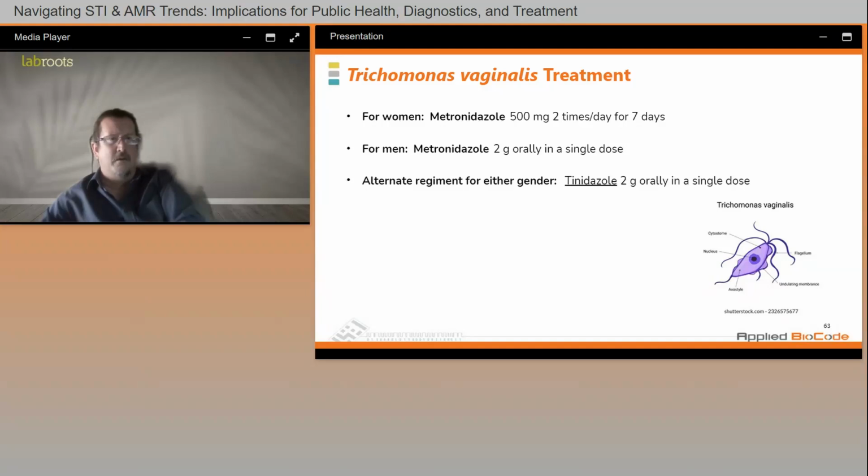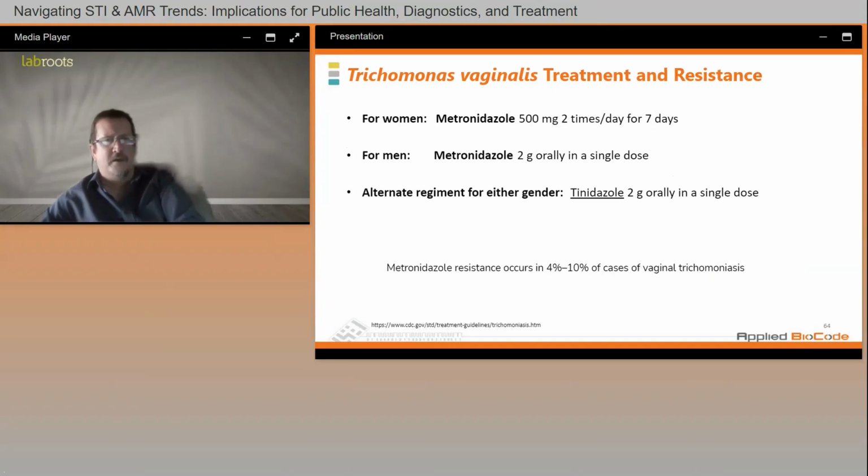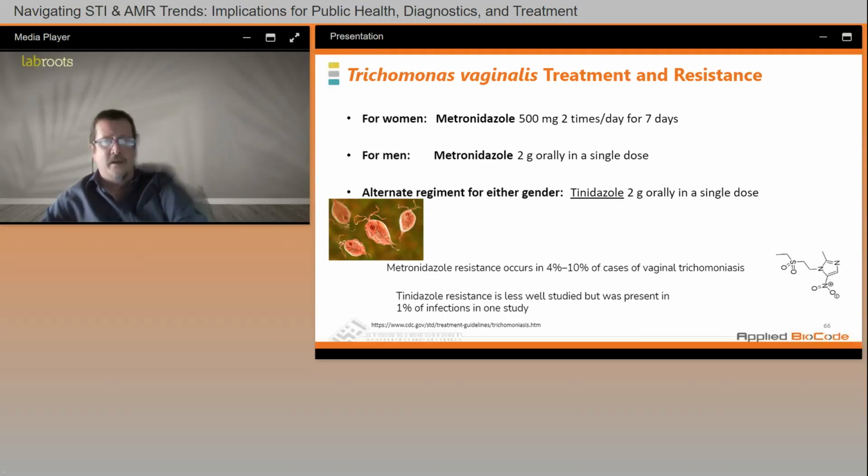This is a eukaryotic organism, by the way. Of all the organisms we've talked about today, this one's actually more like us. It's got a far more complicated genome, by the way, but it's still detectable by molecular means, as we said earlier. And now also its resistance mutations are being characterized. We do see resistance to metronidazole in 4 to 10% of cases of vaginal trichomoniasis. So keep that in mind, that there is a reasonable amount of resistance to metro in Trichomonas vaginalis.